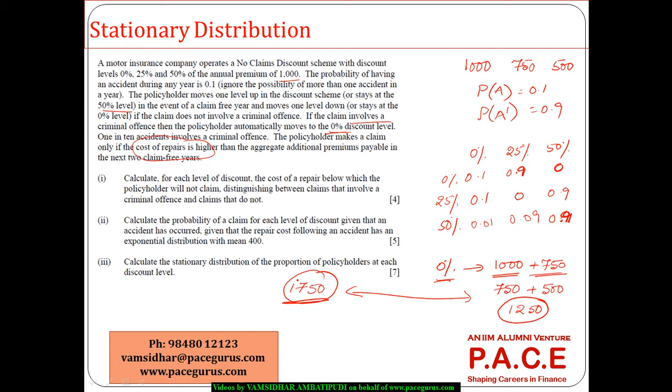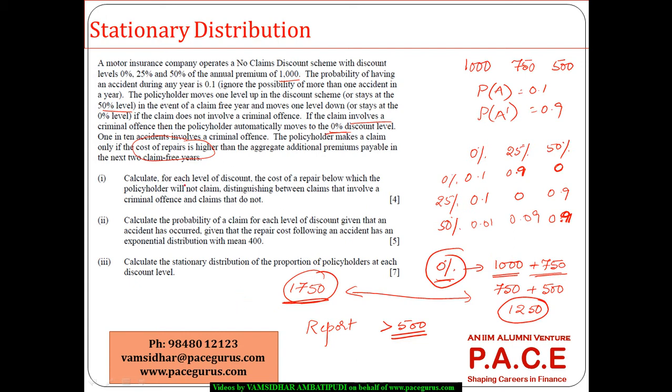But if he is not reporting the claim, his aggregate premium for the next 2 years is 1250 only, which means he will report a claim only when the real claim amount is greater than 500. If the claim amount is below 500, he will not report the claim at all for a person who is in 0% claim level.